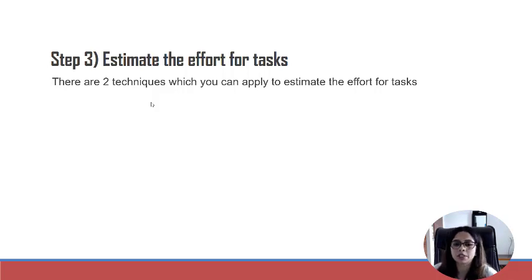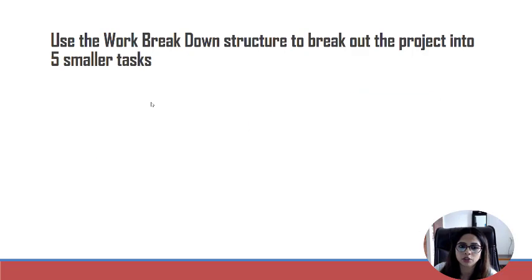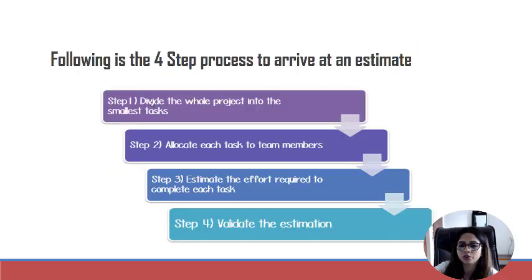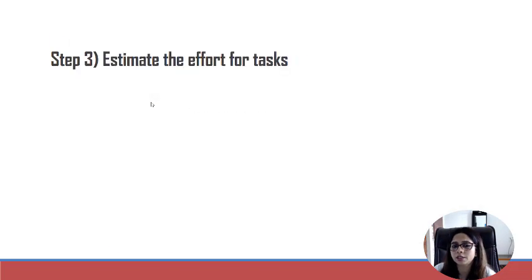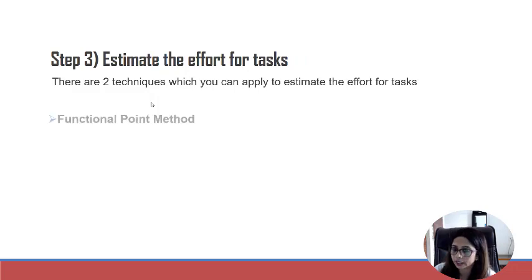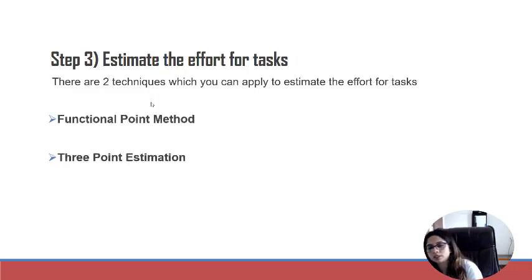The third step is about estimating the efforts. So if you go back to the slide wherein we allocated the tasks to each team member, now we'll estimate the effort. We'll ask the team members to estimate their own efforts, and then we'll validate. These effort estimations can be done by two techniques: one is function point estimation and the other is 3-point estimation. So we'll understand these two techniques now.